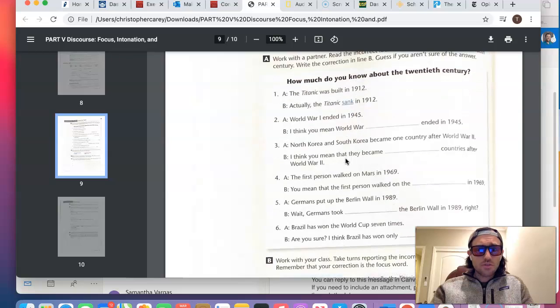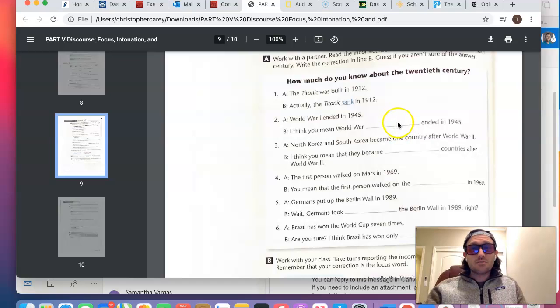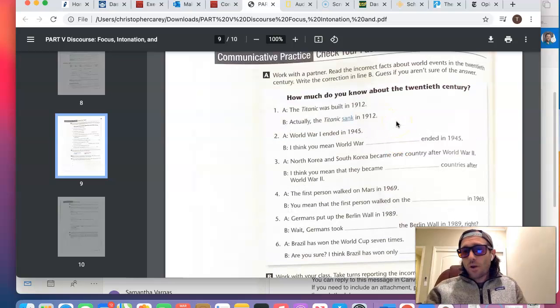So that's what you're going to do for this assignment: go through and for each of these, see if you can identify the incorrect piece of information and what the correct piece of information needs to be. And again, if you're not quite sure, you're more than welcome to Google the answers and guess. But when you're recording your response, please make sure that you're shifting the focus word to emphasize the correct piece of information.